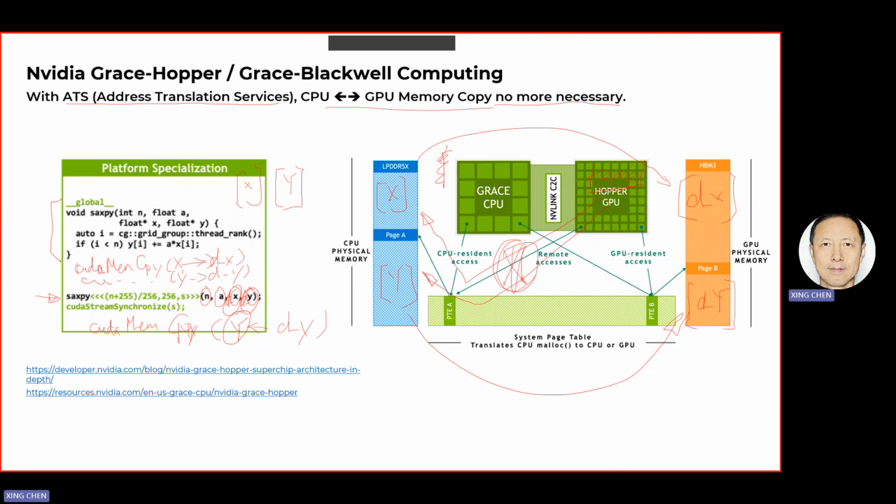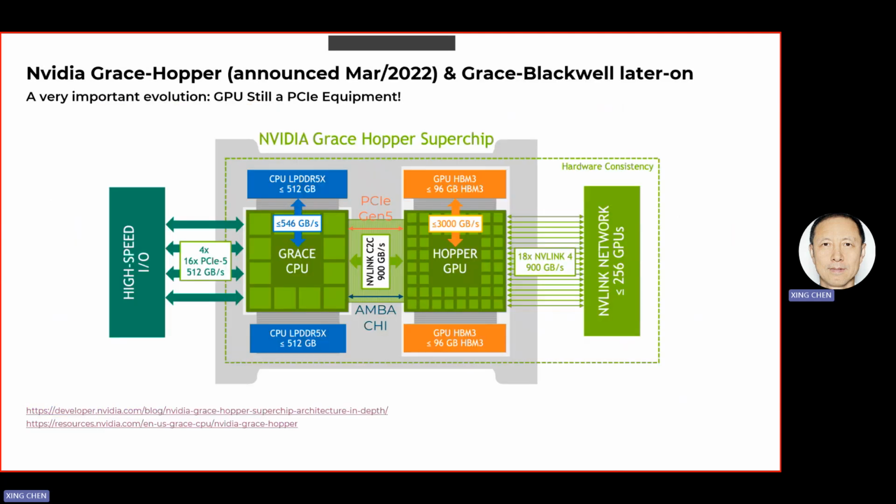So we are reaching the end of the discussion of the Grace Hopper superchip. For the Grace Hopper superchip and the Grace Blackwell superchip later on, there are some very important technical evolutions and advancements. But in the end, my conclusion is that the GPU is still a PCIe equipment.